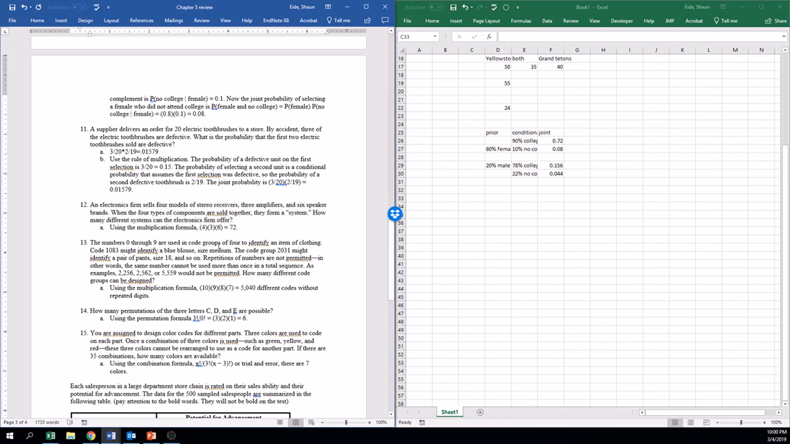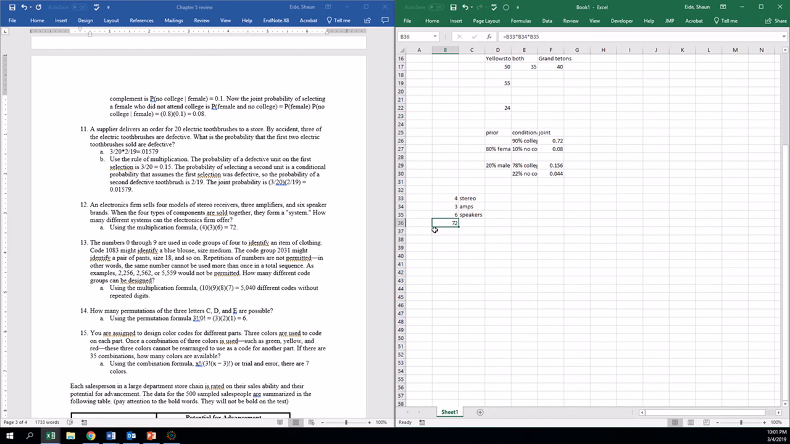How many different systems can the electronic firm offer? Okay, so you have stereo, and you have, let's see, 4 models, and then we have 3 amps, and we have 6 speakers. So how many different types can they make? All that we've got to do is multiply the 3 of those together, to determine the total number of combinations.